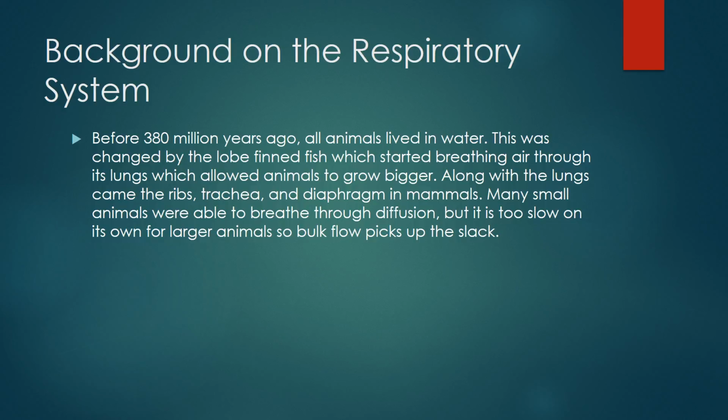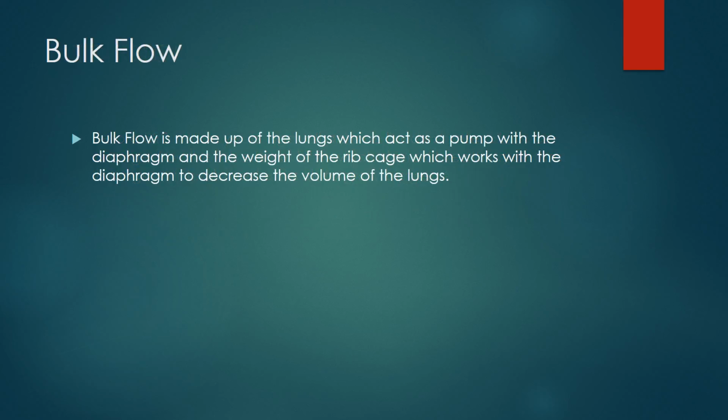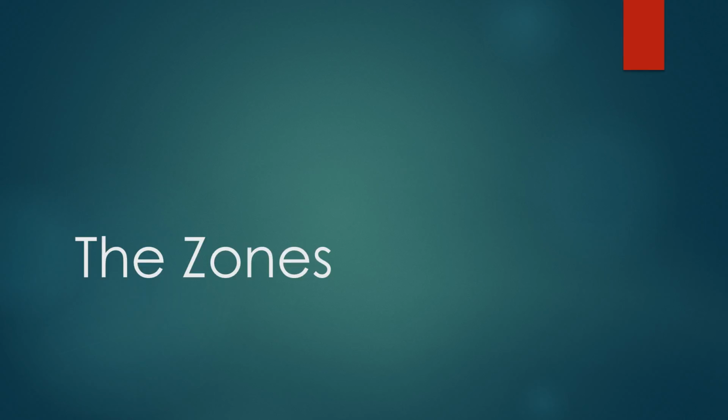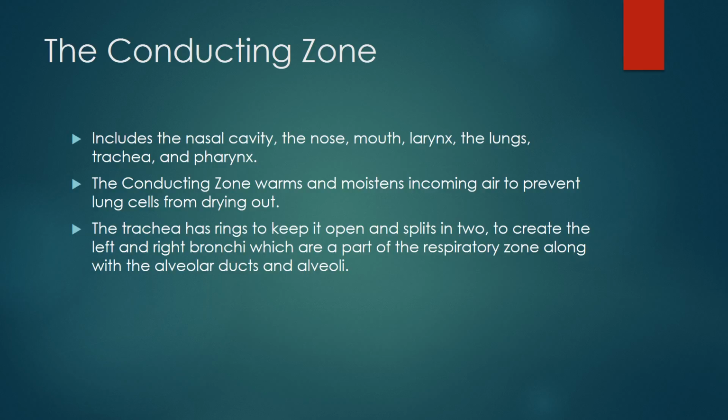Many smaller animals were able to breathe through diffusion, but it is too slow on its own for larger animals, so bulk flow picks up the slack. Bulk flow is made up of the lungs, which act as a pump with the diaphragm and rib cage to increase and decrease the volume of the lungs to push more air in and out. Bulk flow is essentially mass amounts of air traveling in and out of the lungs.